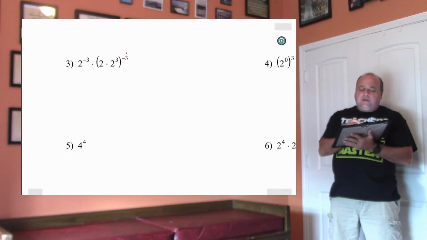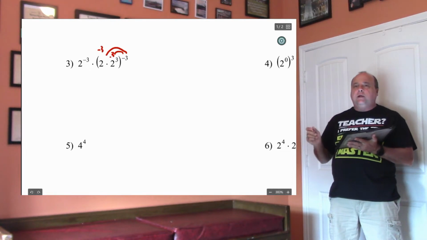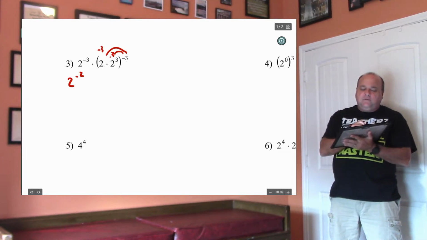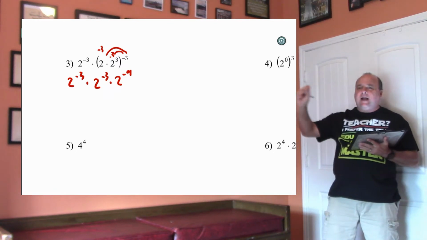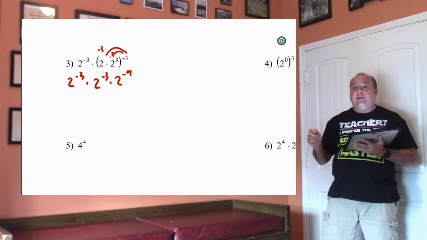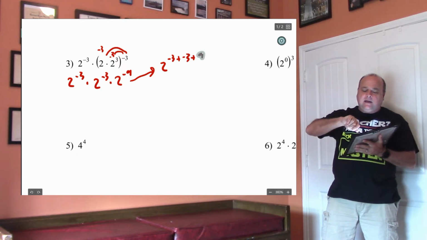That negative 3 distributes, doesn't it? So we're going to have a negative 3 to negative 3. So I'm going to have 2 to the negative 3 times 2 to the negative 3 times 2 to the negative 9. Okay, remember, there's two ways to do this. We can add them or we switch all the negative exponents. So let's go through and add them up. So 2 to the negative 3 plus negative 3 plus negative 9. I need a negative here.